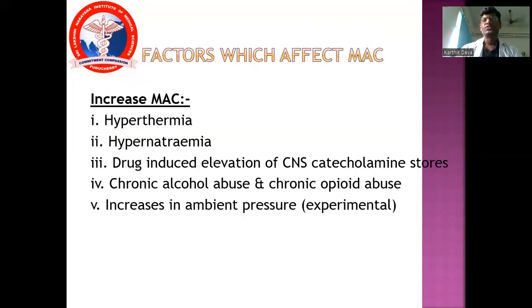There are various factors which affect the MAC value. Some factors increase the MAC value, some factors decrease the MAC value, and some factors do not affect the MAC value. Factors which increase the MAC value are hyperthermia, hypernatremia, drug-induced elevation of the CNS catecholamine stores, chronic alcohol abuse, chronic opioid abuse, and an increase in the ambient pressure. These factors increase the MAC value.